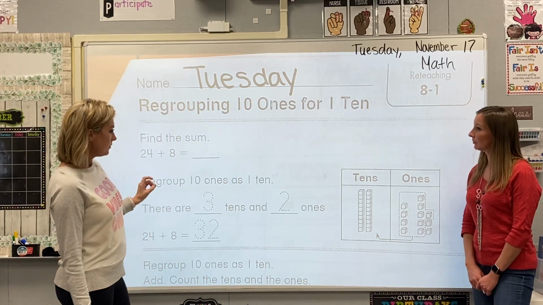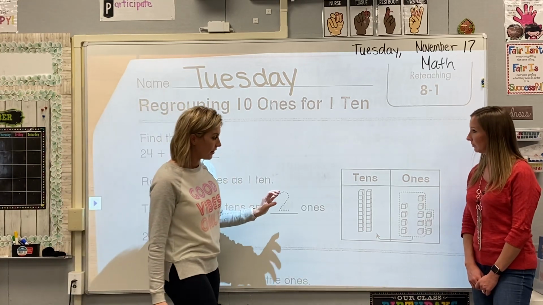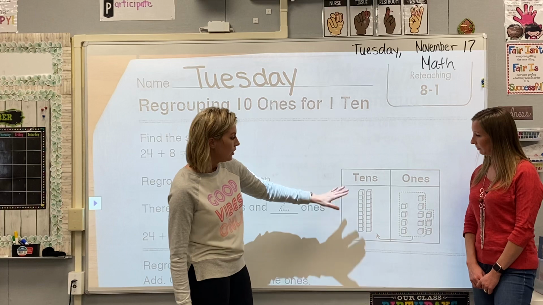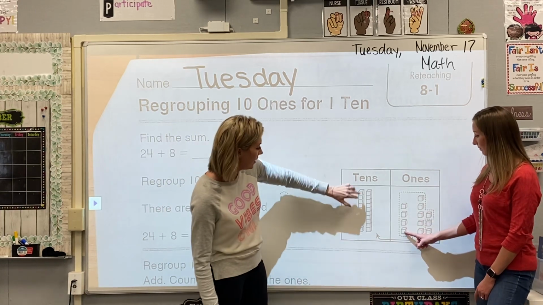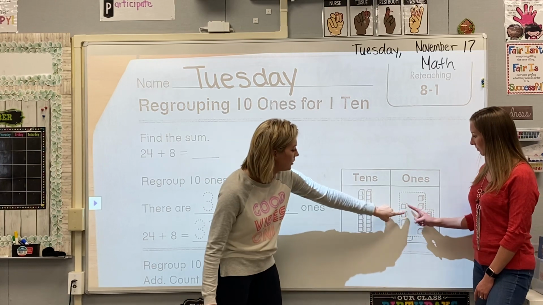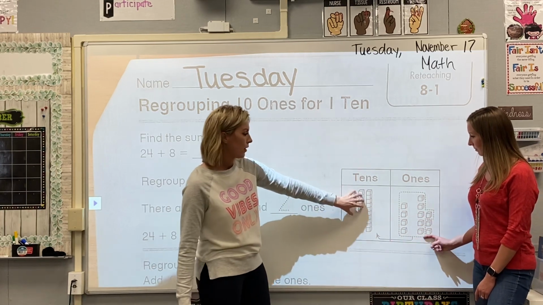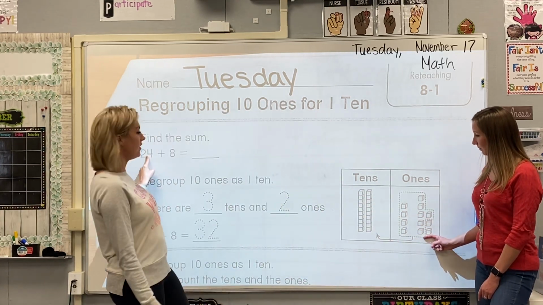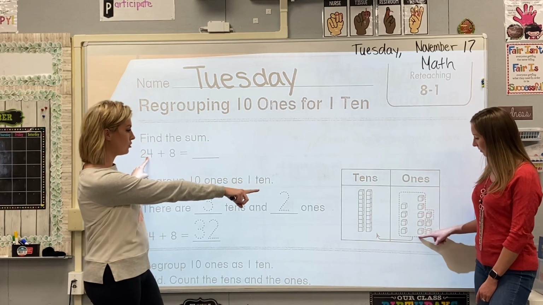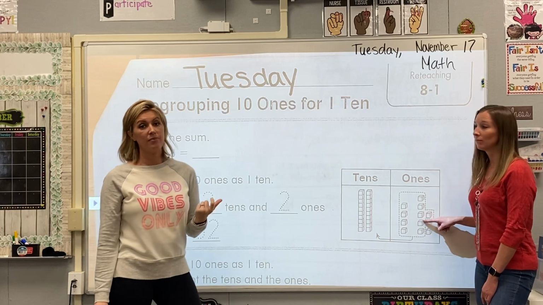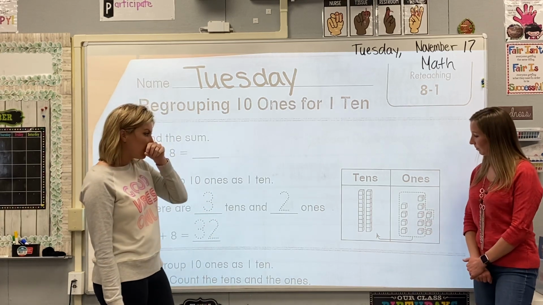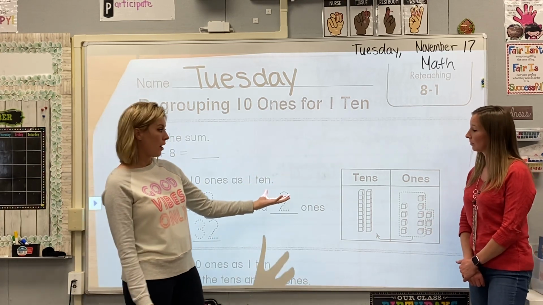So what they've already done for us here is they have drawn 24 already for us. 10, 20, and then 1, 2, 3, 4. So they've represented the 24 here, and then they gave a little space, and Miss Marquardt's showing you. They also represented the 8 additional ones that we're going to be adding. So always starting with drawing our model.